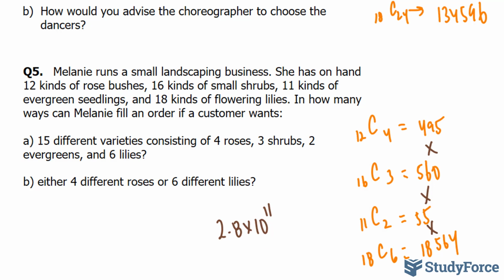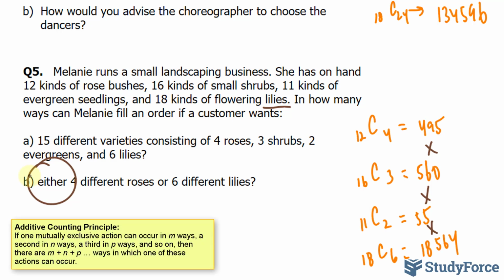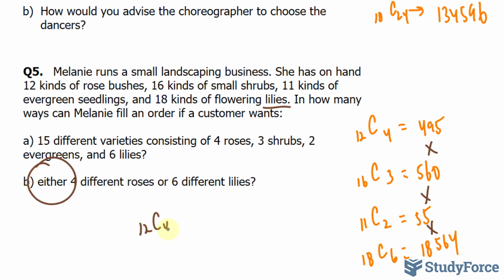Once again, question B reads either 4 different roses or 6 different lilies. The key word here is either. That's important, because what that tells us is that Melanie's customers want either the rose bushes or the lilies. So you can apply the additive counting principle to find the total number of possibilities. So we'll find out what 12 choose 4 is and what 18 choose 6 is, and add those combinations up. And that number will represent in how many ways either roses or lilies can be combined.